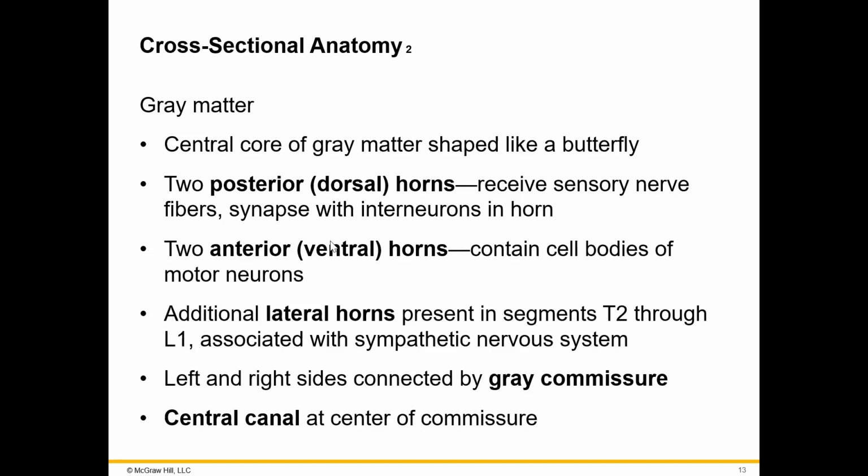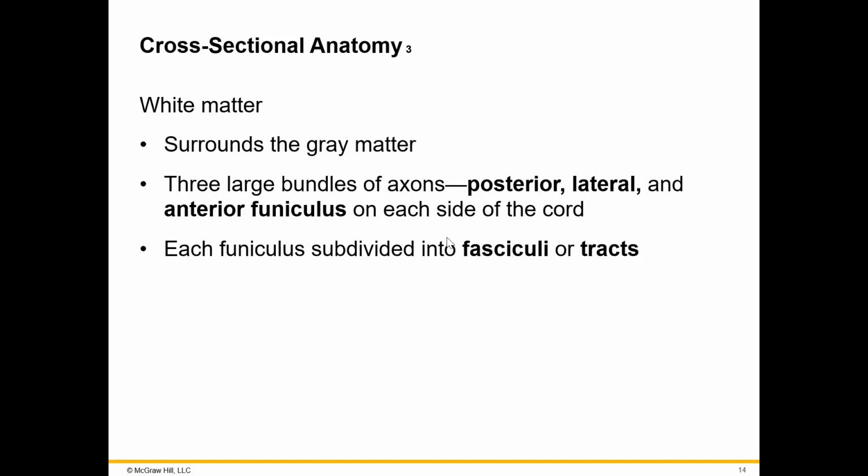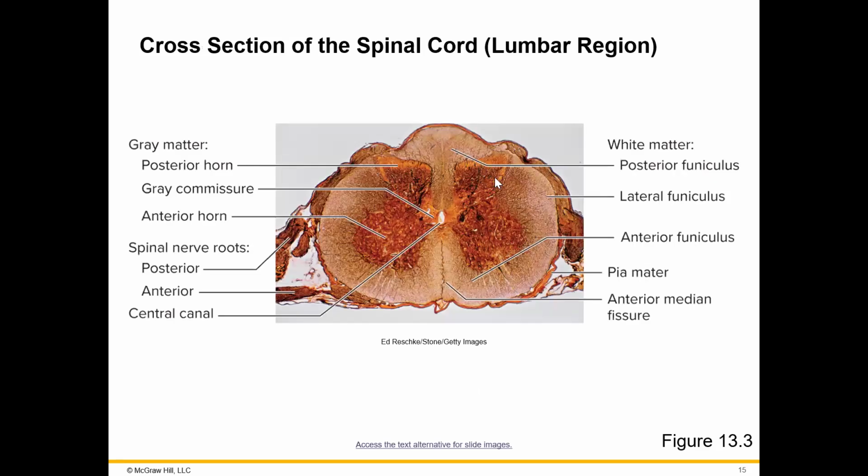And two anterior ventral horns that contain the cell bodies of the motor neurons. So you see your two horns? That's your posterior horn. That is your anterior horn. And I guarantee you, you need to know that. You need to know which one is responsible for receiving sensory input and which one is responsible for generating motor output.